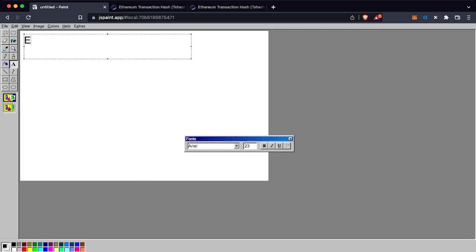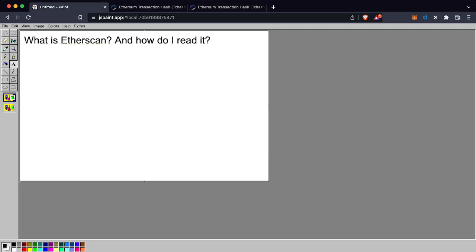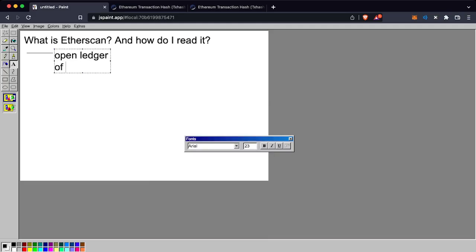I'm going to be going over how to read Etherscan and what exactly Etherscan is, in the opposite order. So, what is Etherscan and how do I read it? Etherscan is the open ledger of Ethereum transactions.